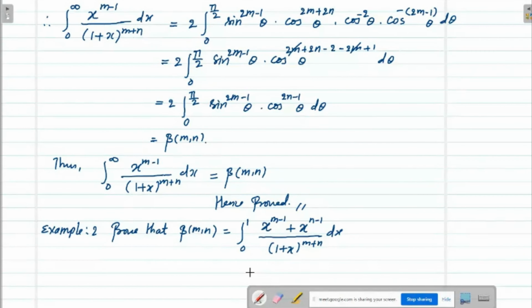So for this, what do I have to do? Either you separate this or don't separate. By putting x equal to tan square theta, you will get this is equal to beta of m n. Or just simply put x equal to 1 upon t, then you will get this result. So this is an exercise for you. Please do this problem at your home. You have to put x equal to 1 upon t. Solve this.